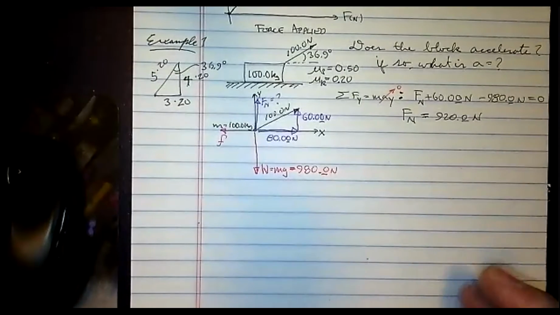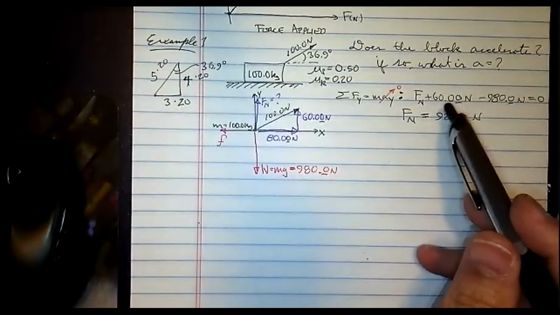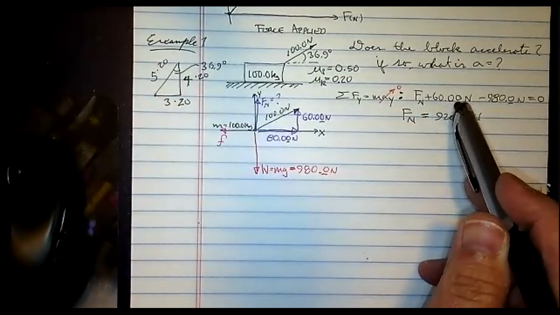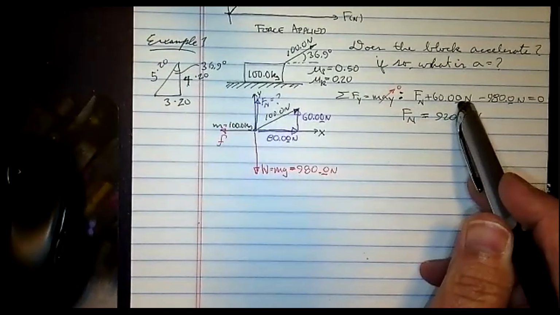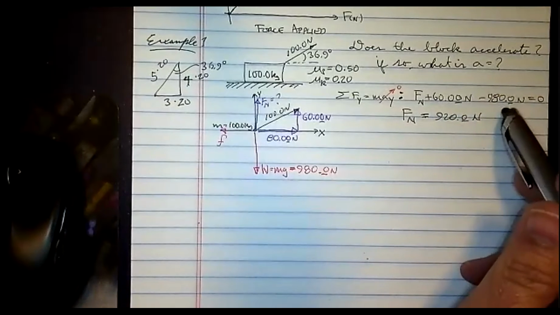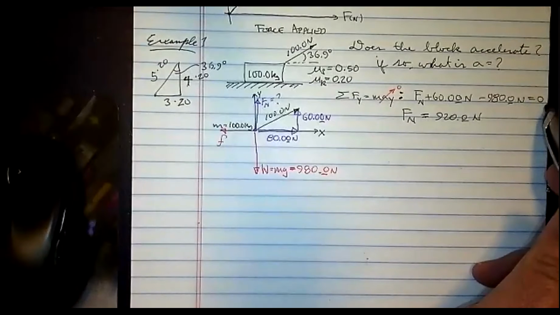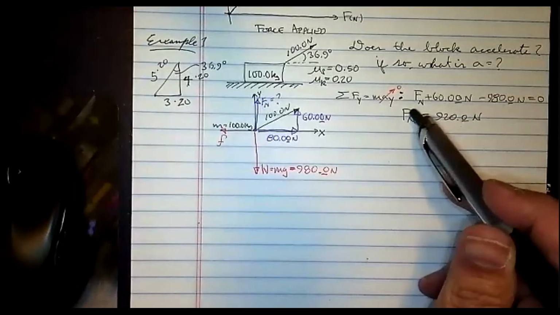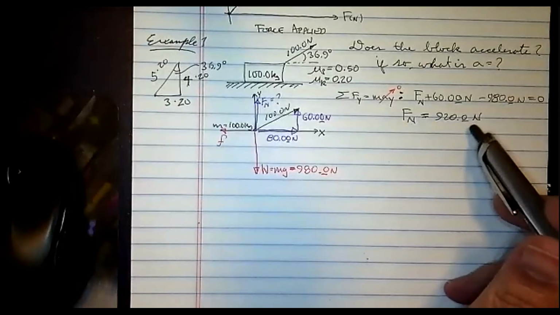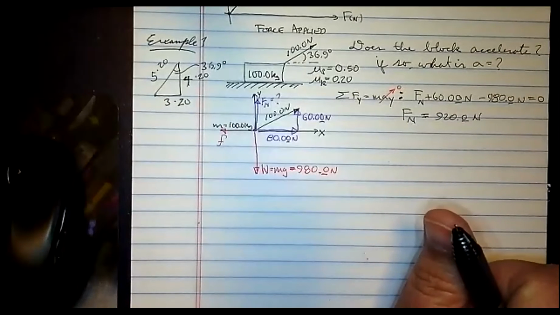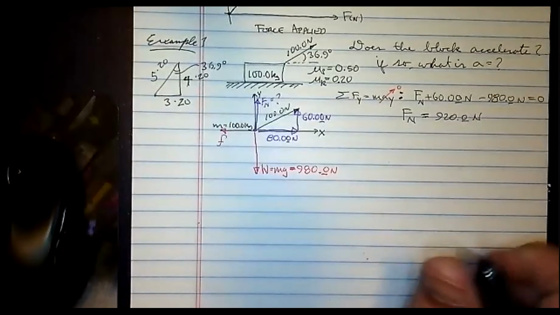So again, in case you're not reading due to pixelation and whatnot, that's F normal plus 60.00 newtons, minus 980.0 newtons, with the last 0 underlined, equals 0. That led to F normal equals 920.0 newtons, with the last 0 underlined. Okay, so now I know the normal force.